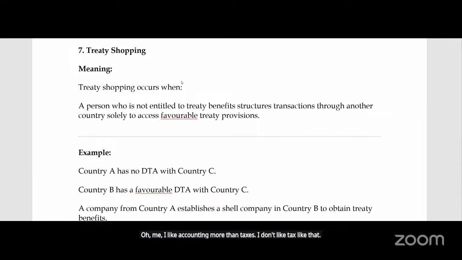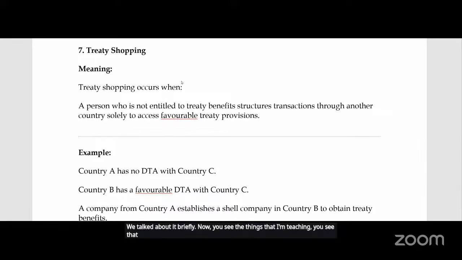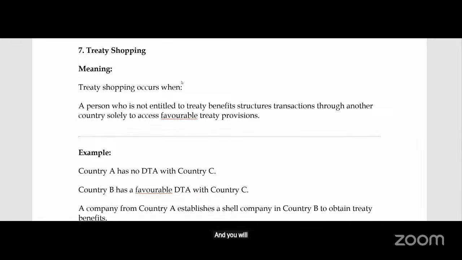All right, so treaty shopping. We talked about it briefly. Now, you see the things that I'm teaching you, they don't expect you to have one topic as one topic. They want you to have central knowledge, and you will see it tomorrow by what I'm talking about.